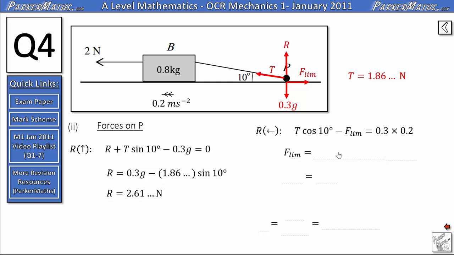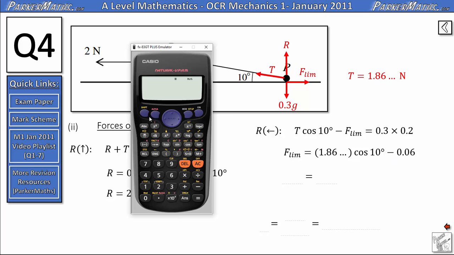So we're going to get T cos 10. Remember, the value of T is 1.86, so we can substitute that in. 0.3 times 0.2 is 0.06, and we're going to subtract that from both sides, so that will be negative. Remember, we've stored the value of T in our calculator as A, so we get A cos 10 minus 0.06, and that gives us 1.78 for Flim.